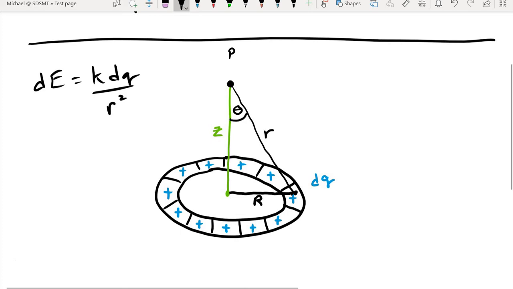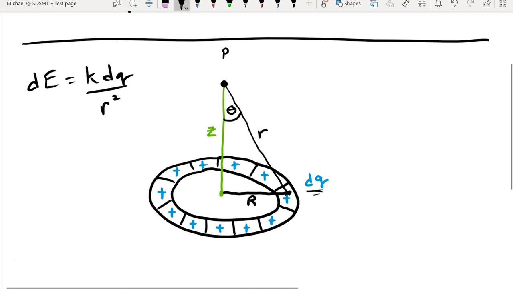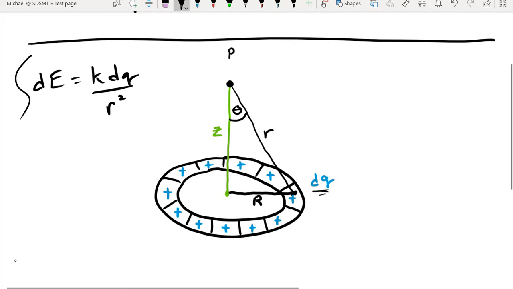So, well, what variables do I have then? I need something that I can integrate with respect to. Well, so far the only variable that I still have inside this expression is dq. I'm going to have to go around the ring and add up all the individual charges, and that's what our starting expression here is implying. I'm going to have to integrate both sides. I'll go ahead and integrate the left-hand side right now. dE is going to integrate to E. But now I have to integrate the right-hand side.